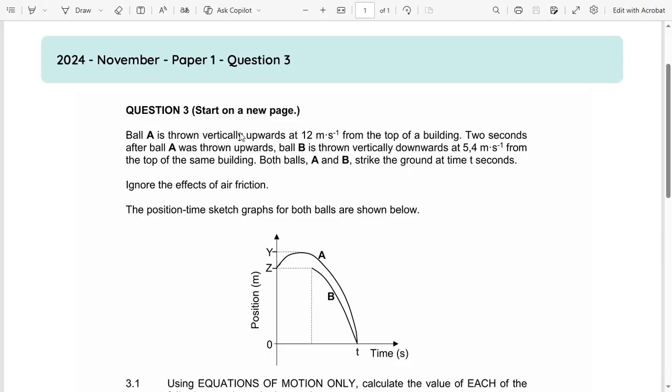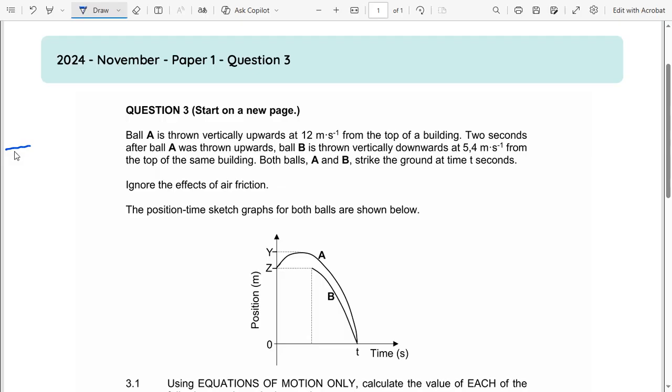They said that we have a ball that is thrown vertically upwards at 12 meters per second from the top of the building. 2 seconds. Okay, let me first focus on ball A. So I'm going to have my building up here. Let me quickly draw my building. So this is my building. And from this building, we're going to have ball A that will be thrown vertically upwards.